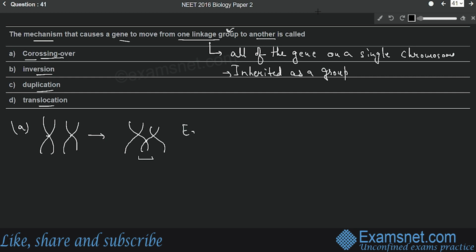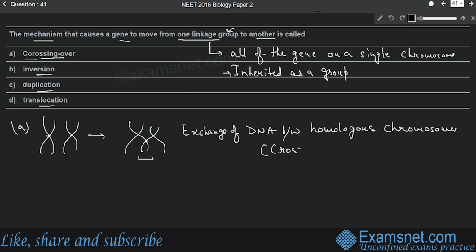So exchange of DNA between homologous chromosomes is known as crossing over.